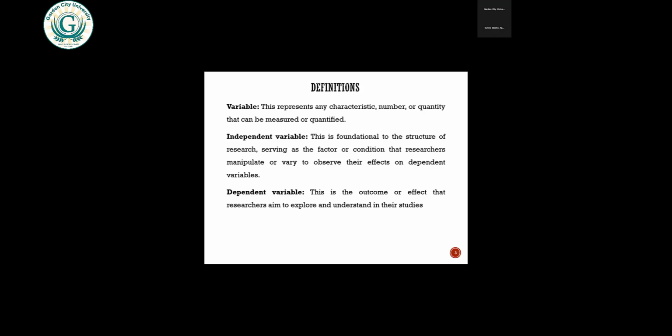Now, in your research, you'll be measuring certain quantities. For example, if you are conducting a research on the prevalence of teenage pregnancy in Kumasi, who is this person? Who is this person?